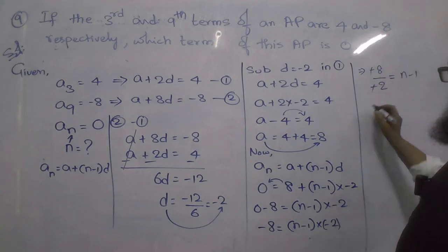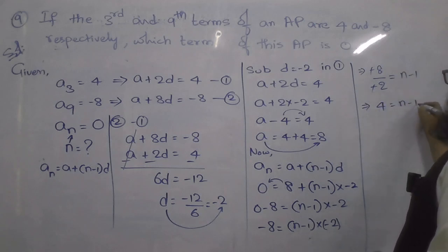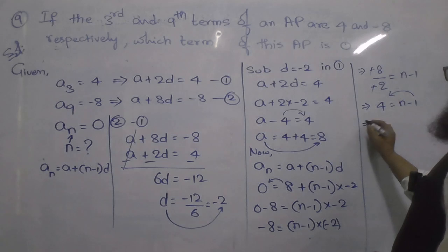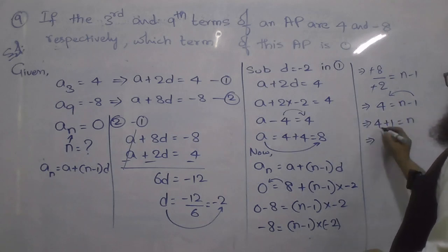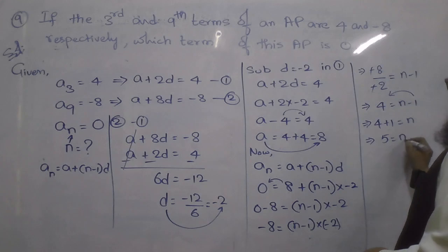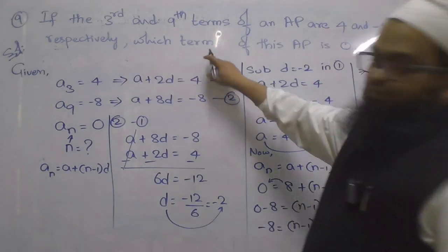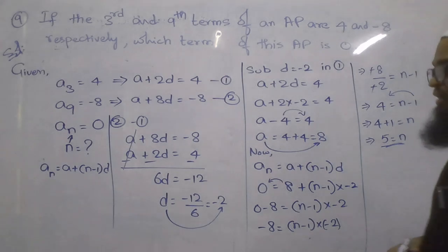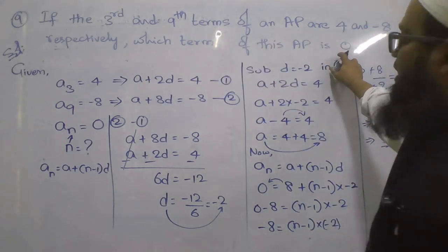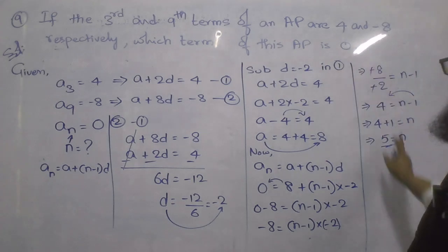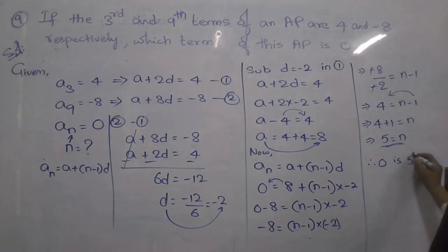So minus and minus get cancelled. 8 divided by 2 is 4, equal to n minus 1. Transpose minus 1, it becomes 4 plus 1 equals n. So that implies 5 equals n. So here, what is 5? What is the question asked? Don't write n is equal to 5, therefore 5 terms. No. Which term? So therefore 0 is which term? Fifth term. So therefore 0 is the fifth term.